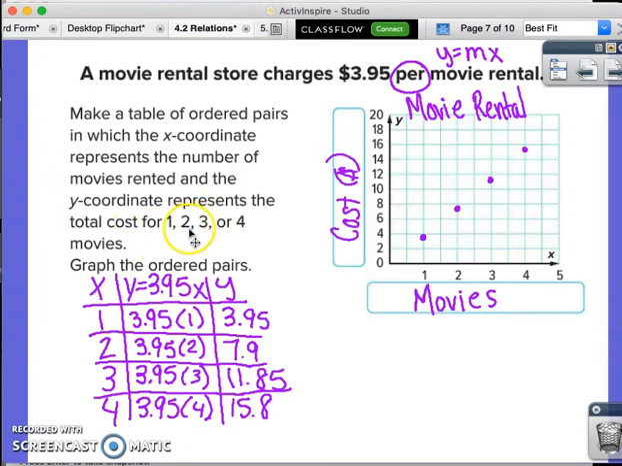Total cost for the movies 1, 2, 3, 4, and then we're going to graph our ordered pairs. In this one, it does give us our labels for the y: 0, 2, 4, 6, 8, 10. The cost is going to be your y, because it tells you here the y coordinates represent the total cost. It tells us our x is going to represent the number of movies. So movies is down here. Okay? I'll come back to this in a second.